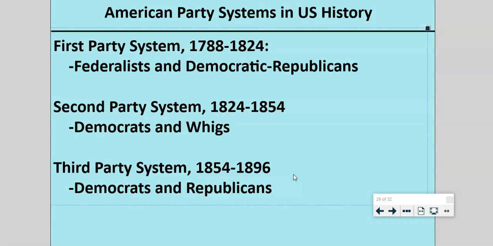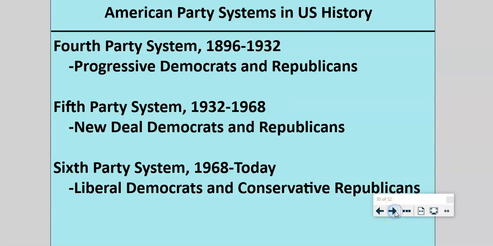The parties changed a lot too, and we see the Populists rising up at this time and then dying off really quickly. So again, an important third party. The fourth party system is what ends with the election of FDR.